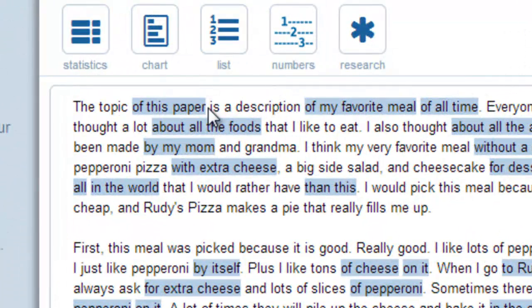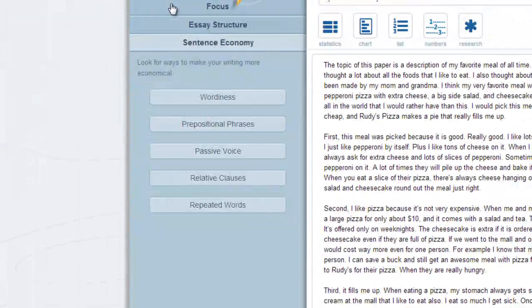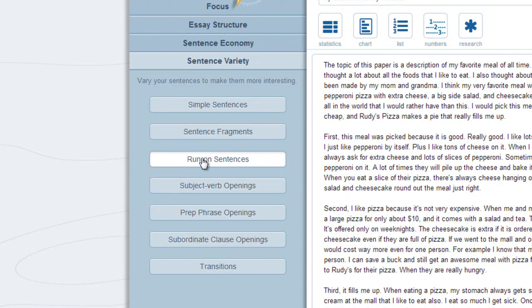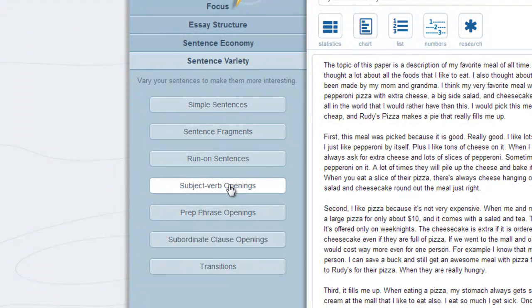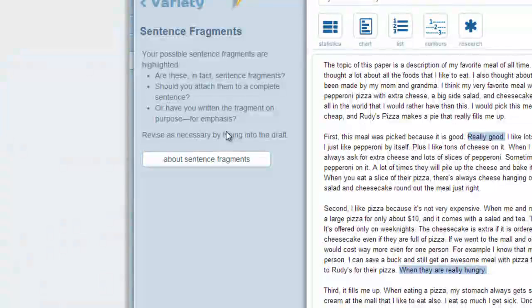The topic of this paper. You know what? I like that. That's fine. Two Rudies for their pizza. I have two prepositional phrases back to back. Do I want to work on that? Let's look at sentence variety. Do I have any run-on sentences? Yes, I do. Do I have any sentence fragments? Yes, I do. And this gives me the ability to adjust my writing before I hand it in.